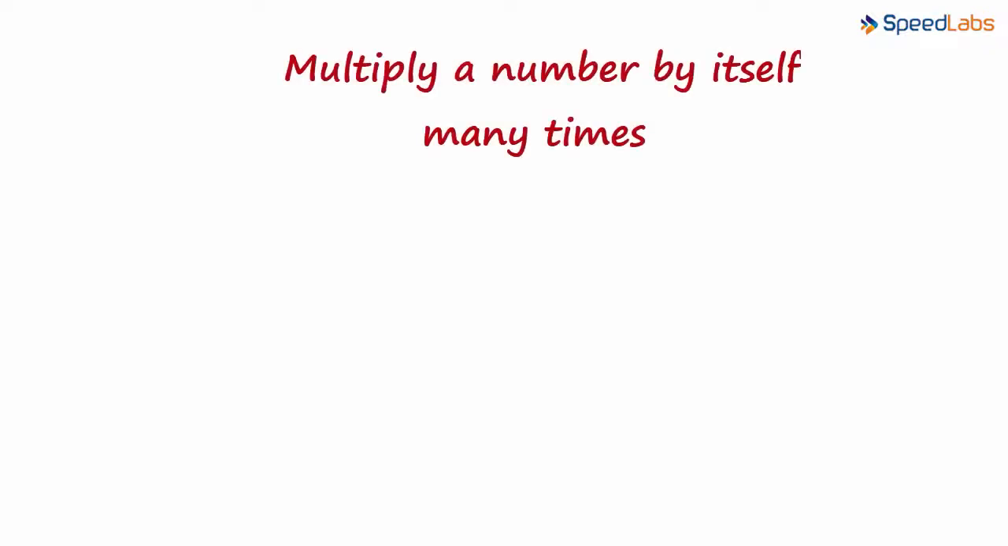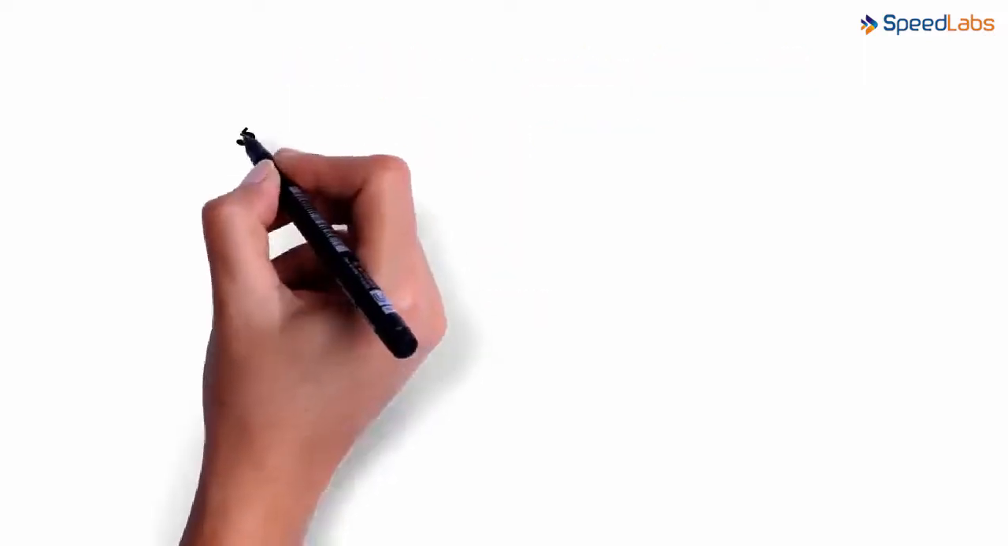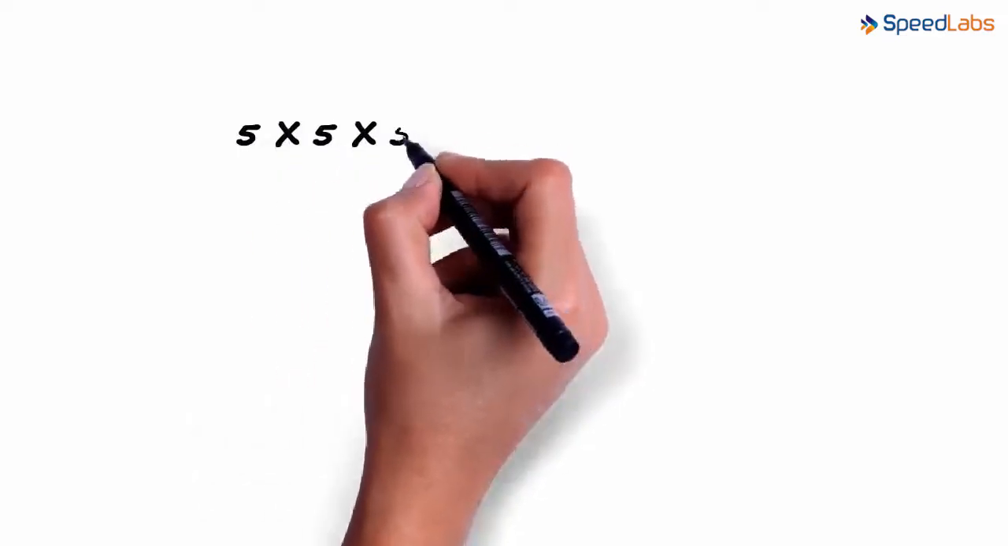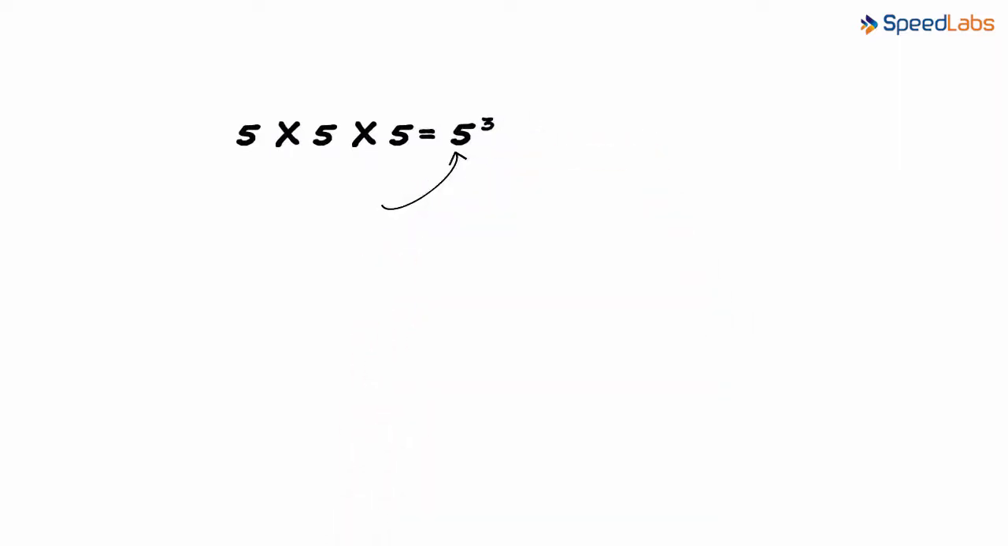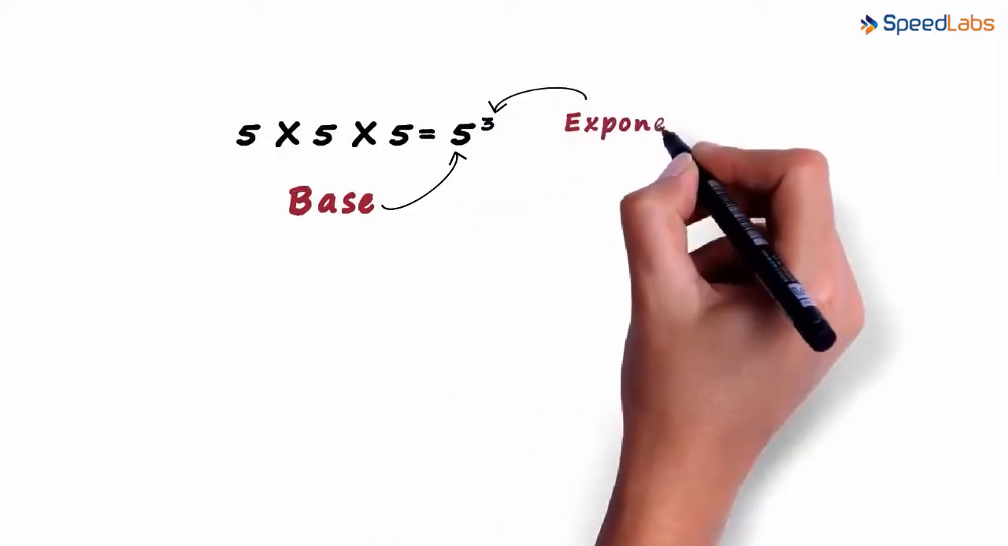We have learned that if we have to multiply a number by itself many times, we use the exponent form to write it. So if we have to write 5 multiplied by 5 multiplied by 5 in exponent form, we write it as 5 raised to 3. 5 is called the base and 3 is called the exponent.